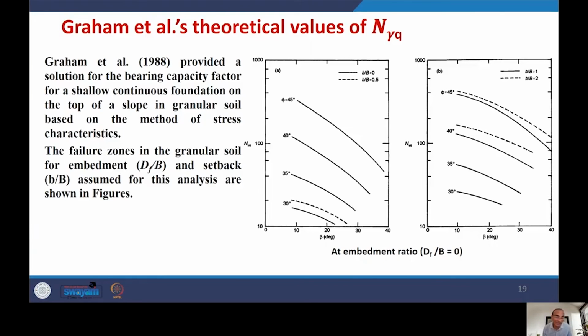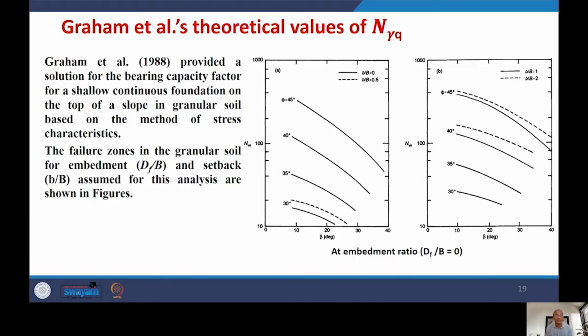In 1988, Graham et al. provided a solution for the bearing capacity factor for a shallow continuous foundation on the top of a slope in granular soil, based on the method of stress characteristics. The failure zones in the granular soil for embedment, that is Df/B, and setbacks b/B assumed for this analysis are shown here.